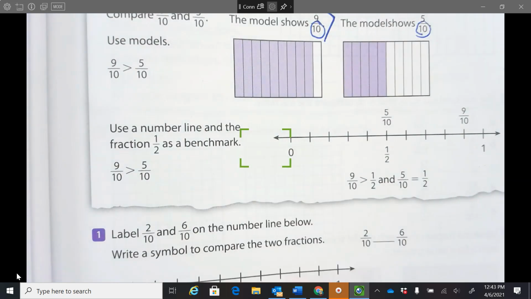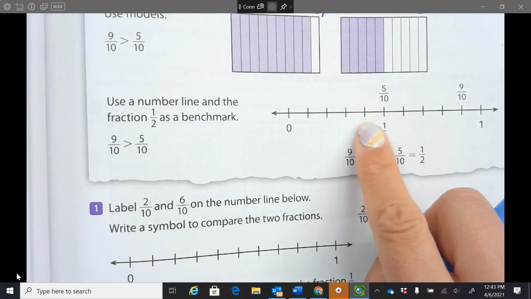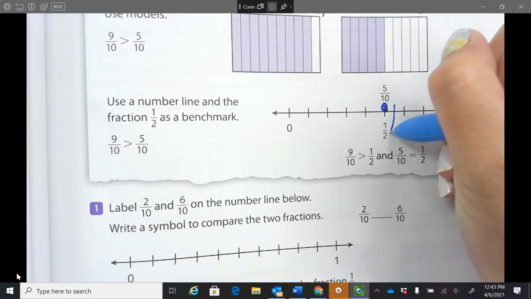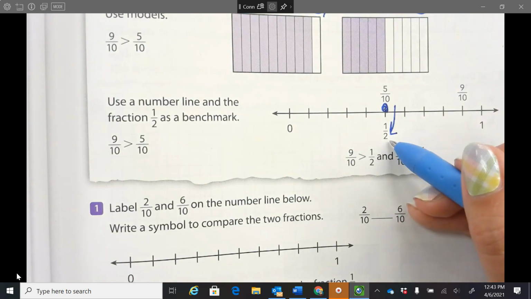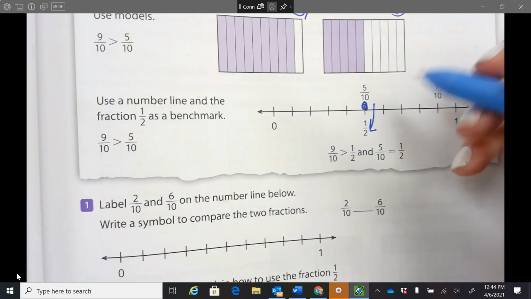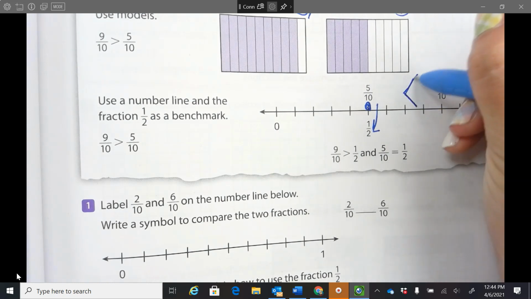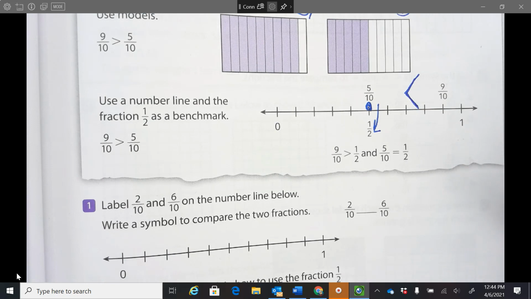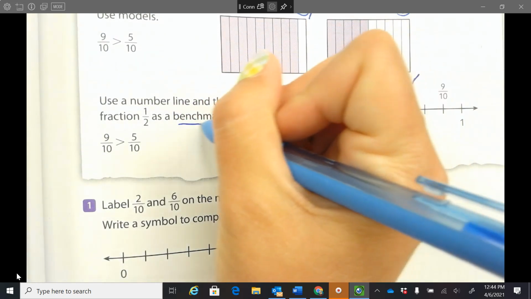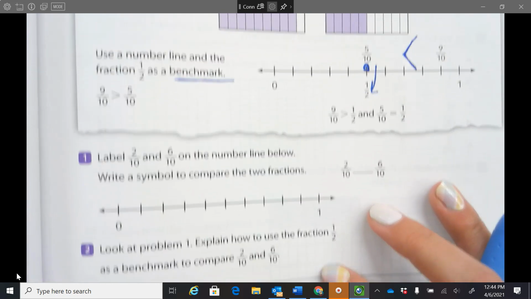So what it's doing is it's putting them on a, what do we call this again? Number line. Perfect. So we have 5/10 here, which is also known as what fraction? 1/2. And we have 9/10 here. So we would say that 5/10 is less than 9/10. Okay? Remember, this is using benchmark fractions because it has 5/10 as 1/2. Okay, let's go down to number 1.